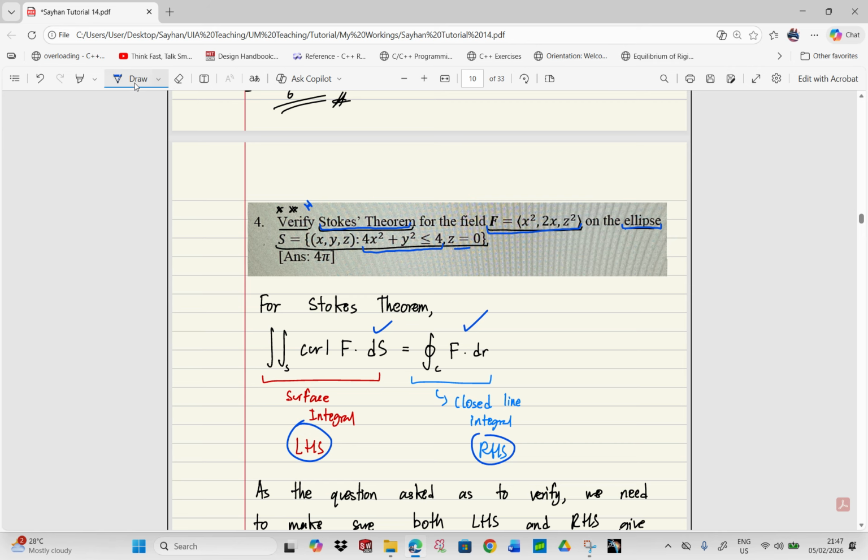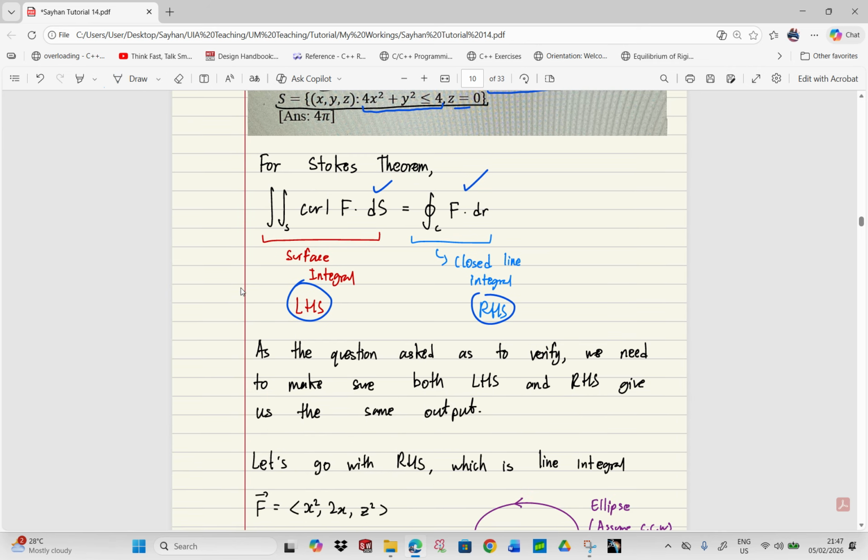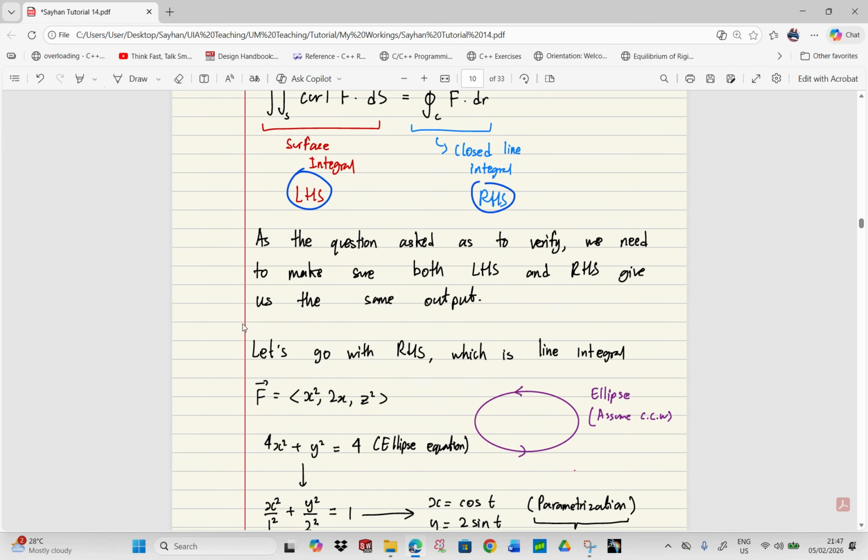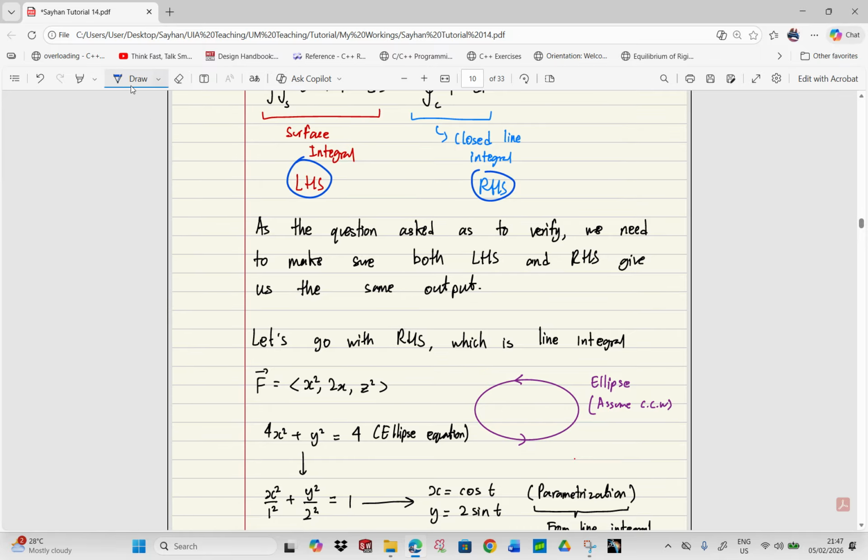So first things first, I use the right hand side. You can go to the left hand side, it's completely fine, but I chose the right hand side first. So we have our force field, right? x squared times 2x plus z squared.